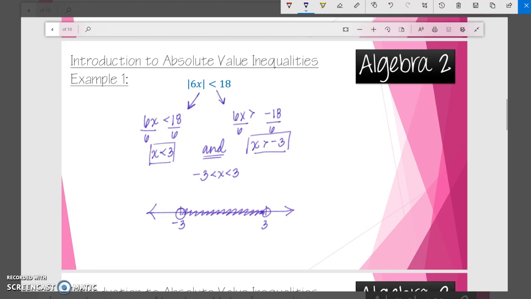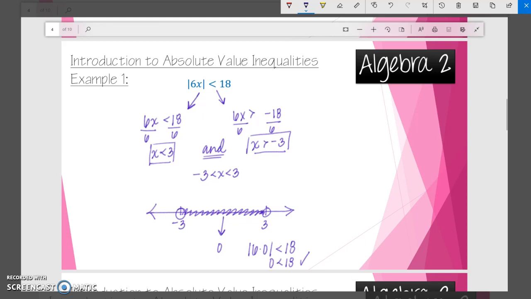And it's always a good idea to check your work. So in this case, I could pick some value in between negative 3 and 3, like 0, and I could plug it into the inequality. So if I did something like 6 times 0 is less than 18, I would get 0 is less than 18 because the absolute value of 0 is 0. That checks out, so I know I have the right range of values there.